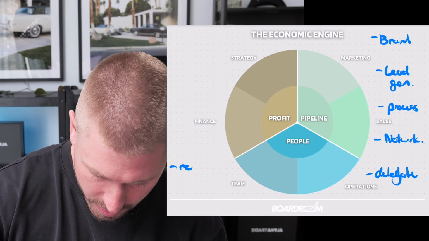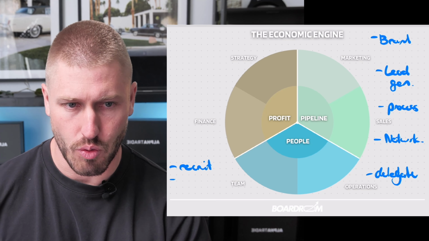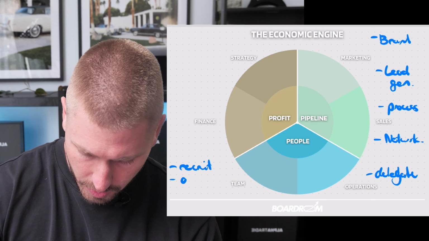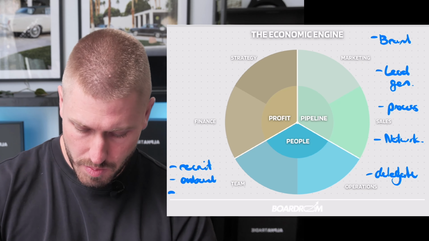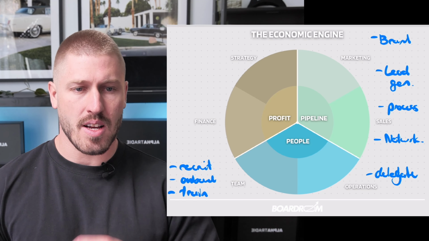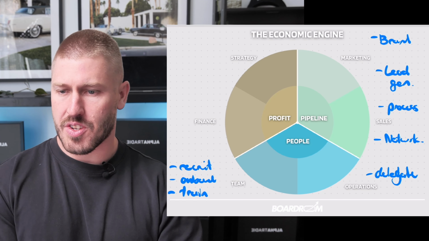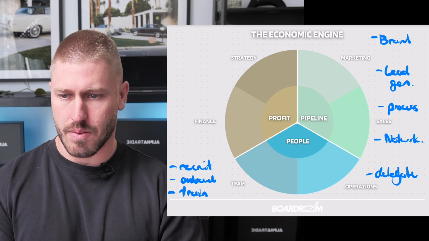3 key areas. How are we going to find people to keep up with the growth trajectory of the company? How are we going to onboard them so that we can set the standard for them? And how are we going to train them and get them up to speed as fast as possible so that from day 1 or from day 30, they are completely effective in their role?